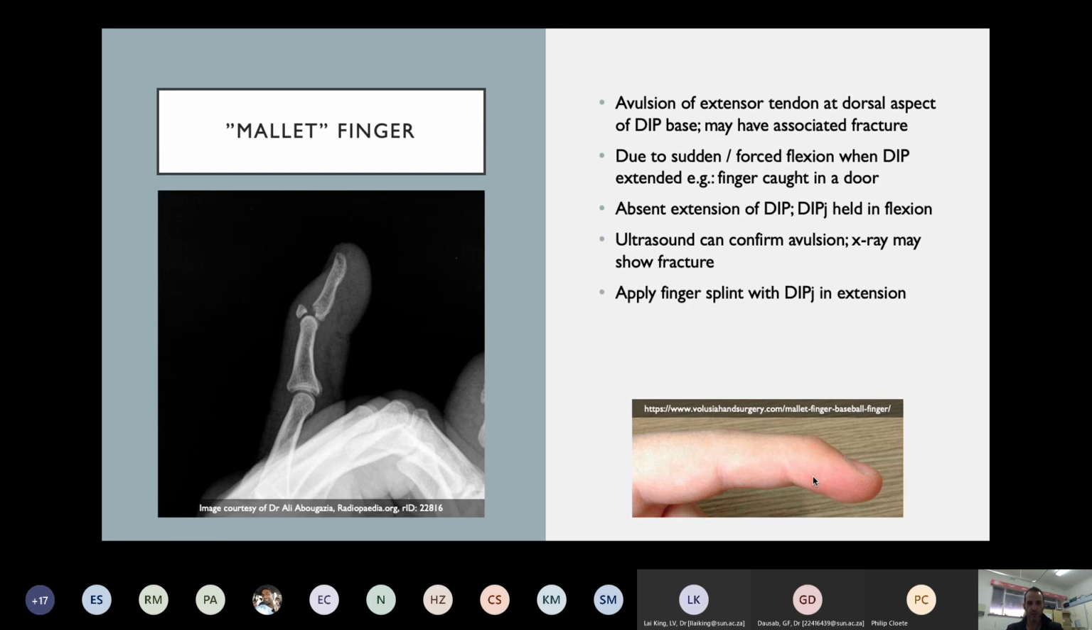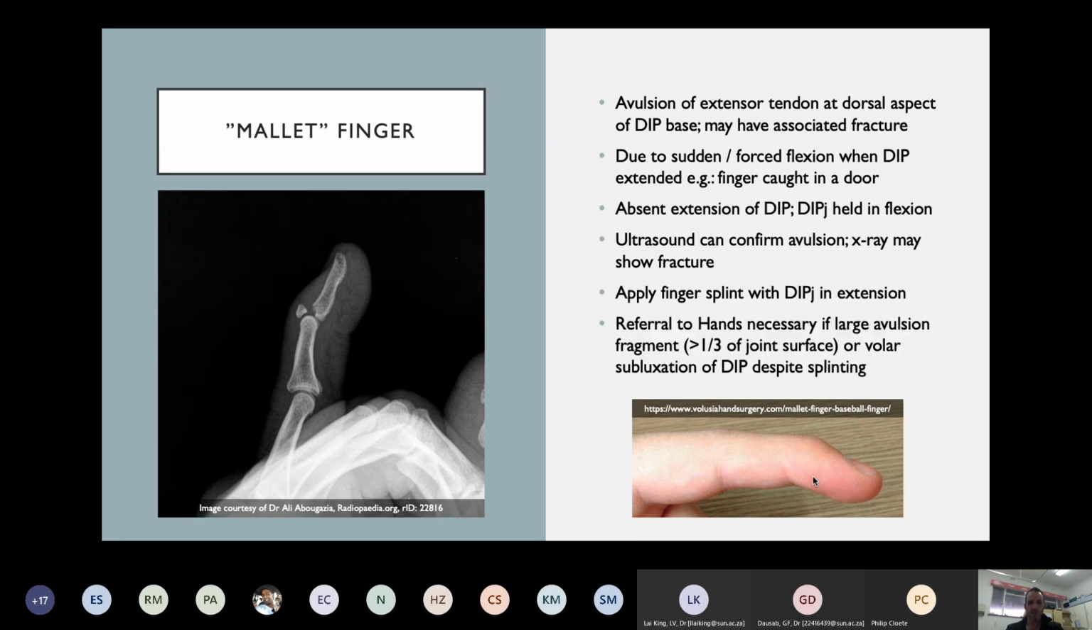X-rays might show fracture. These guys need to be splinted with the distal phalanx in extension, and they need to be referred to hands if there's a large avulsion fragment, or if they have persistent volar subluxation of the distal phalanx, even with splinting.